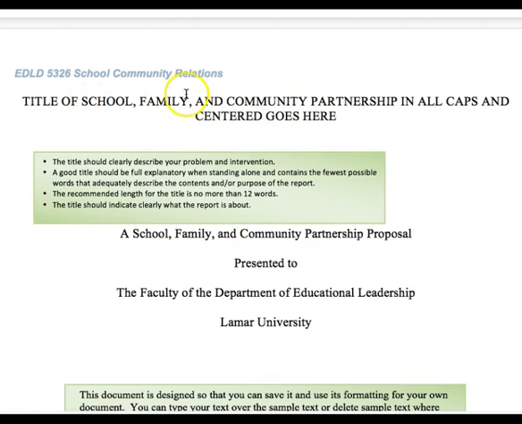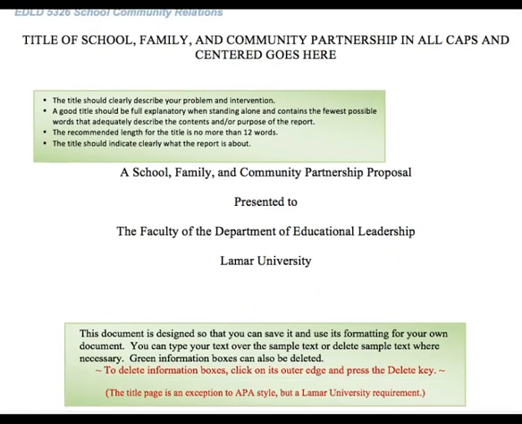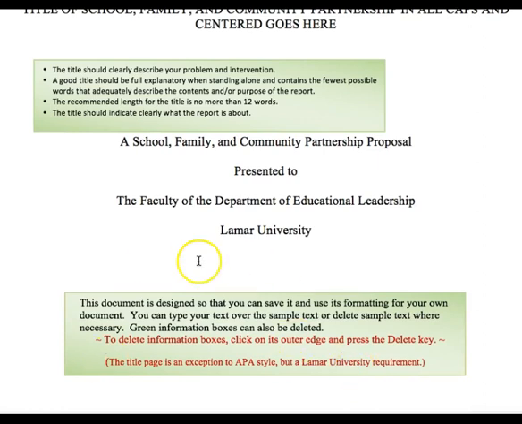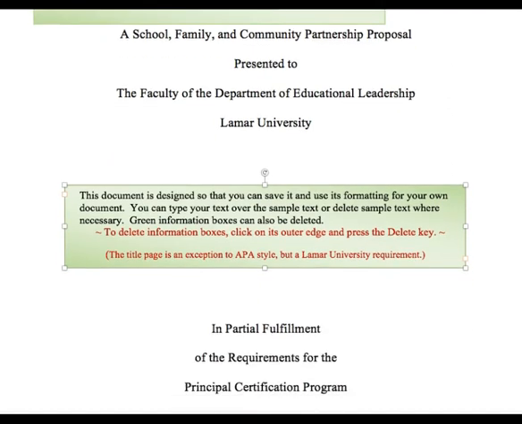The title of your partnership will go here in all caps and centered. It's recommended that your title is no more than 12 words, and it should be clearly what this report is about. In this document you can type in it. You can also type over the text that's already here. You can delete anything that's there. You can delete these green boxes as well. To delete the information box, click on this outer edge here, and you'll see that it puts handles around it, and then you can just push delete, and it will delete those boxes.